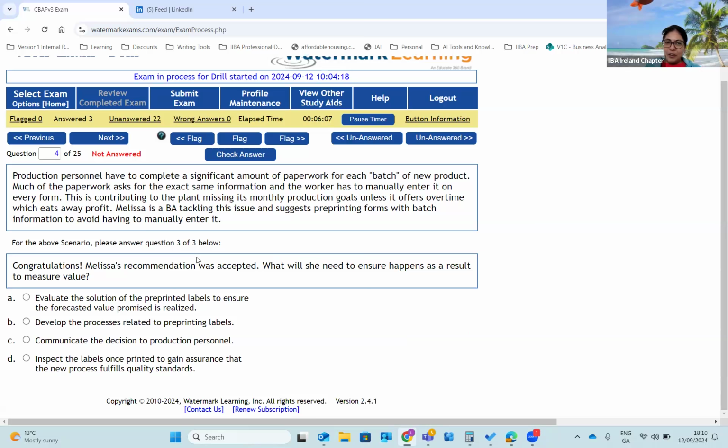Okay, same scenario. Last question. Congratulations. Melissa's recommendation was accepted. What will she need to ensure happens as a result to measure value? Evaluate the solution of the pre-printed labels to ensure the forecasted value promised is realized. Develop the processes related to pre-printing labels. Communicate the decision to production personnel. Inspect the labels once printed to gain assurance that the new process fulfills quality standards.